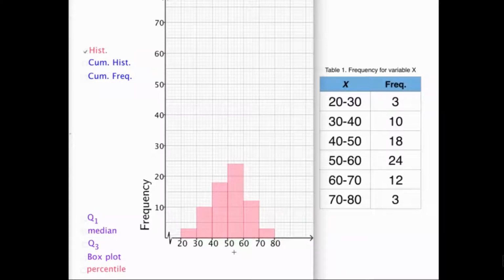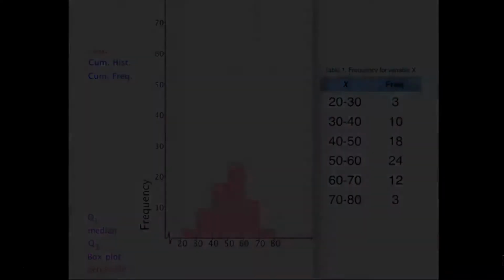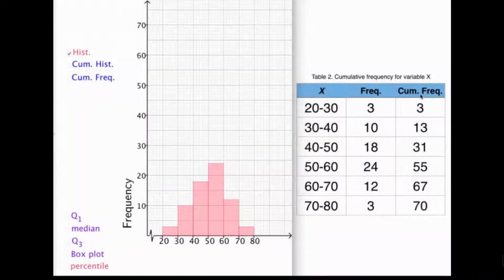Now, you can see that the central tendency lies somewhere around 50, but looking at cumulative frequencies allows us much greater precision. So, to explore cumulative frequencies, we're going to add another column to this table, and the entries in the column are the frequencies added up that are before that. So 13, the second entry, is 3 plus 10. 31 is 3 plus 10 plus 18, or of course 13 plus 18. 55 is 3 plus 10 plus 18 plus 24, or 31 plus 24. 67 is 55 plus 12, and 70 is 67 plus 3, and 70 is the total number of data points.